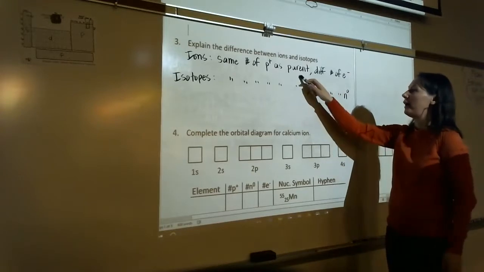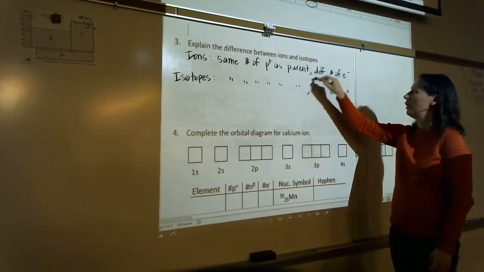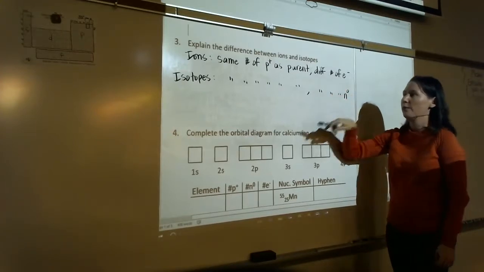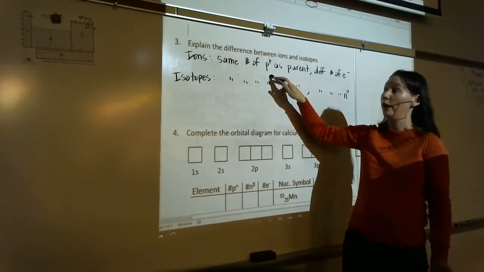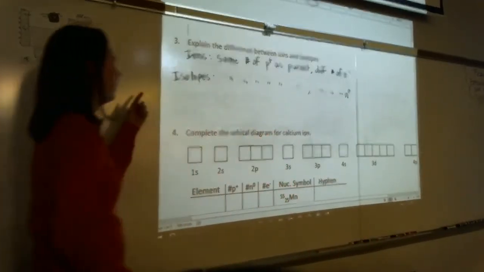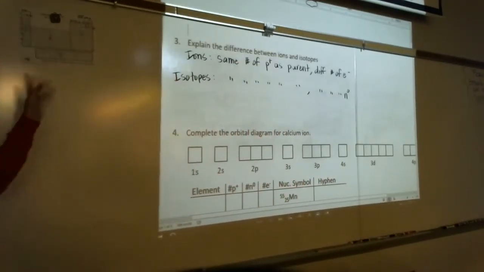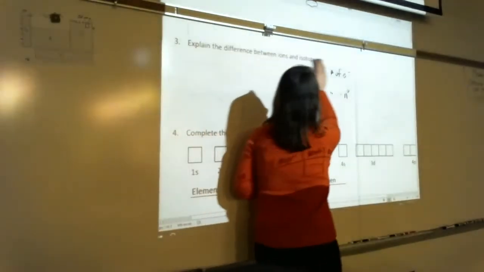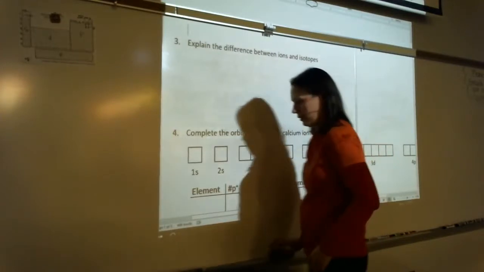So you can change the number of electrons or the number of neutrons. That makes either an ion or an isotope. But if you change the number of protons, that's a new element altogether. Questions on this one? Just a simple definition. All right, let's move on.